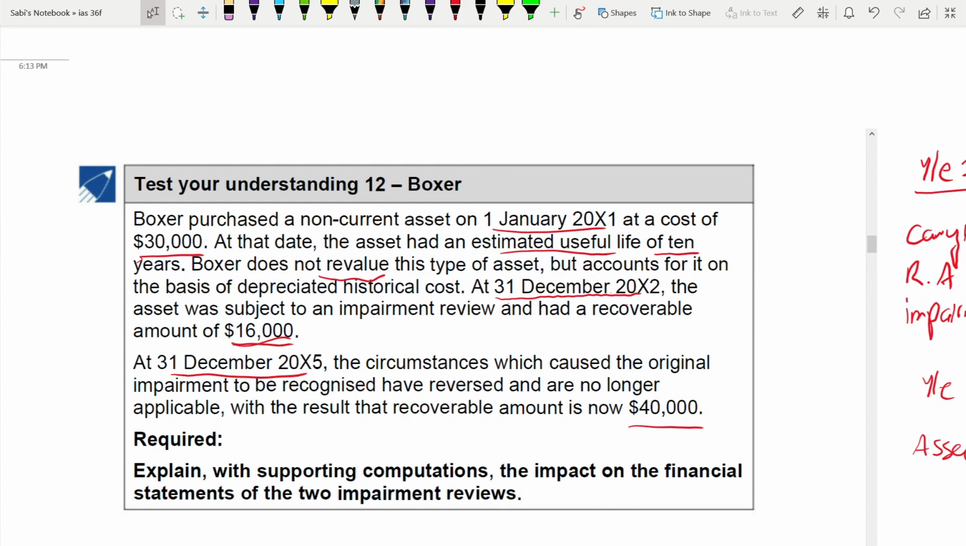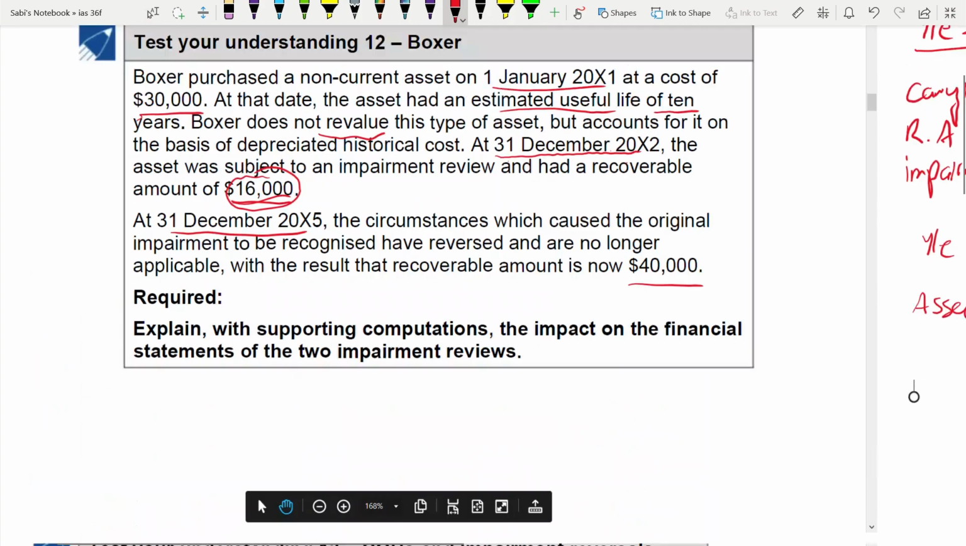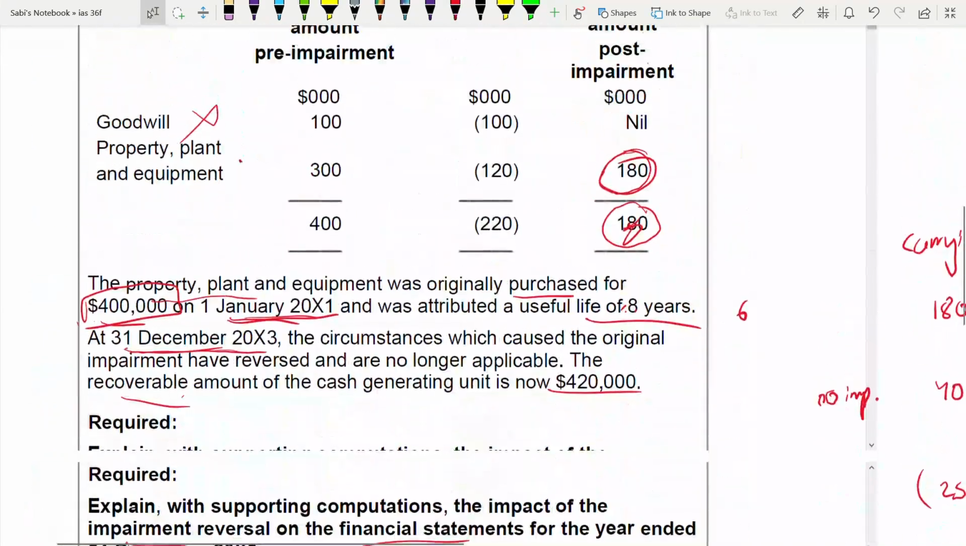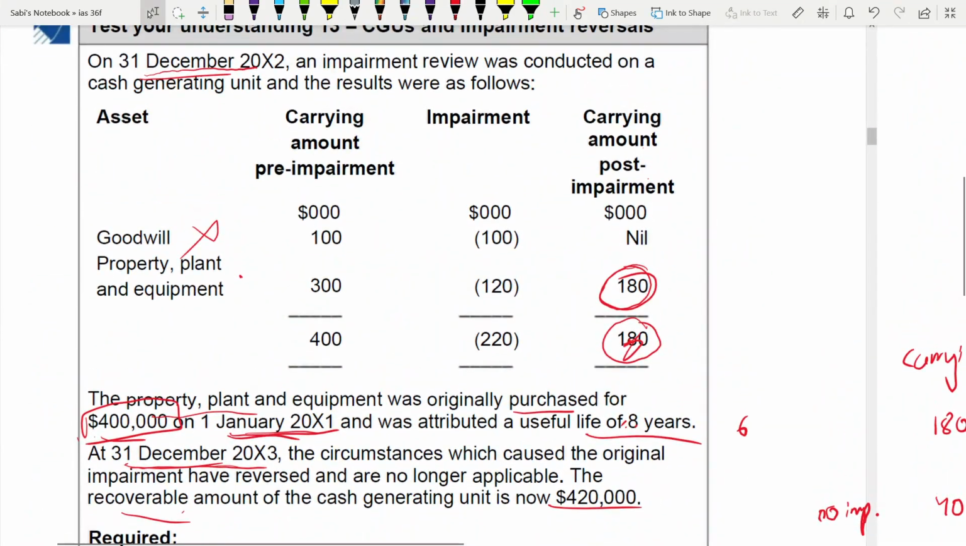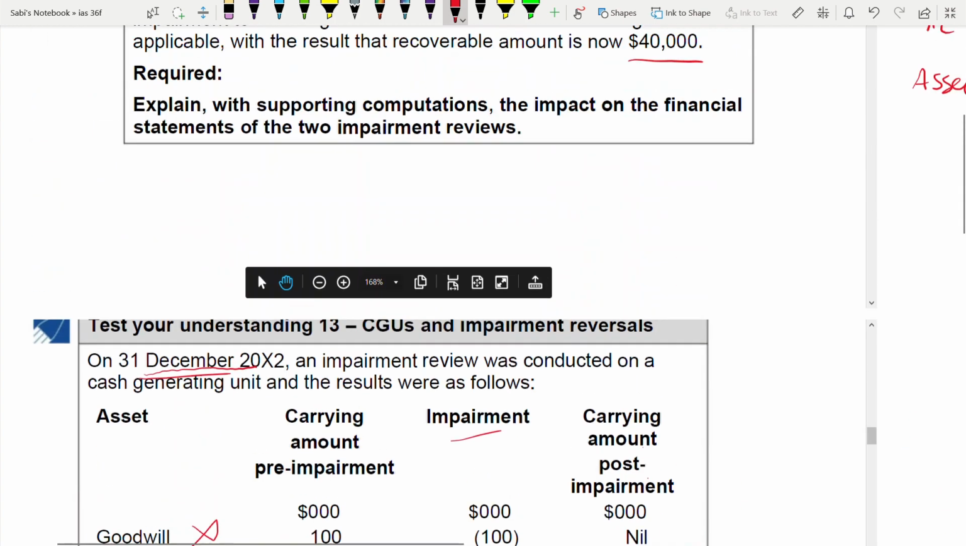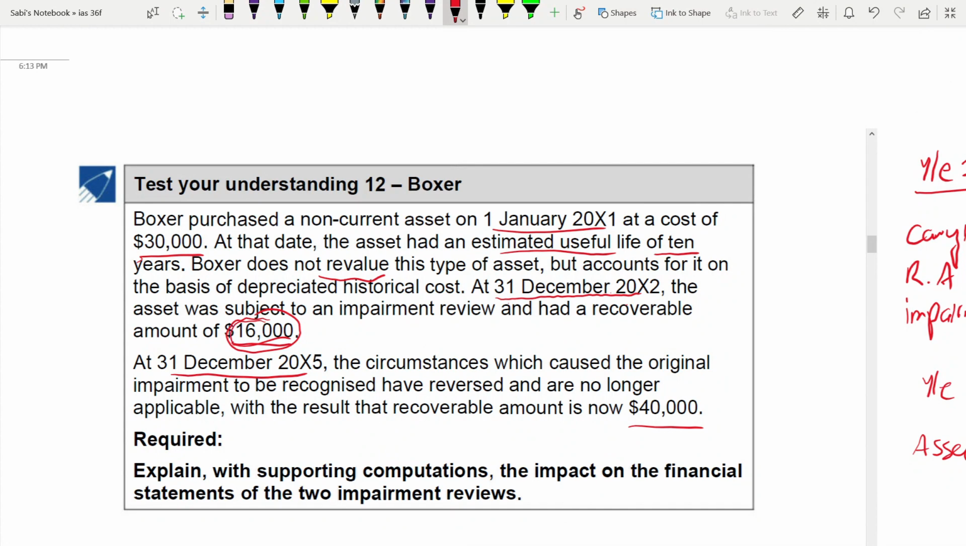So here, on the 16,000, like how you have done for this, you see here, this was the impairment, not the recoverable amount. So after you deduct the impairment, you found this one. Basically this is a recoverable amount, 180. You have depreciated, you found the depreciation after you deduct it from that amount. Same way you have to do for this also. On this recoverable amount 16,000, you have to minus the depreciation.